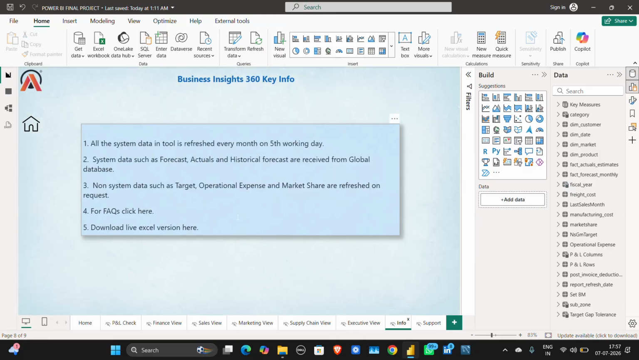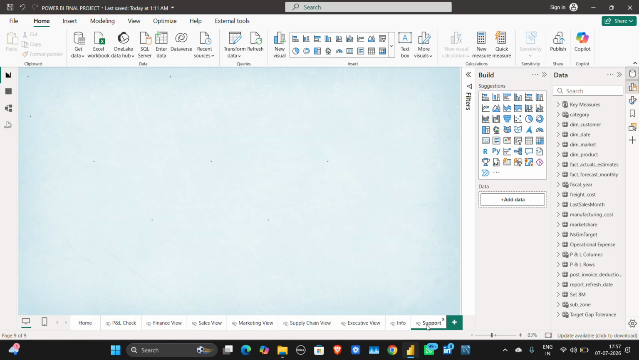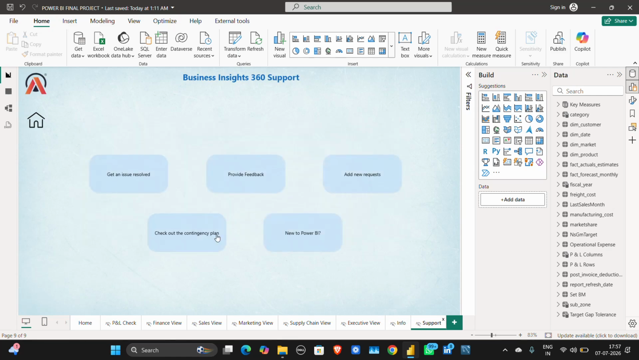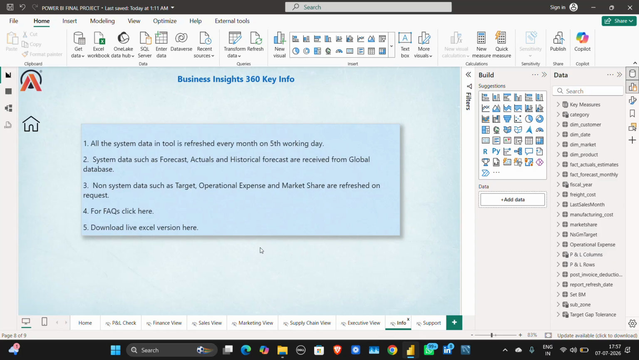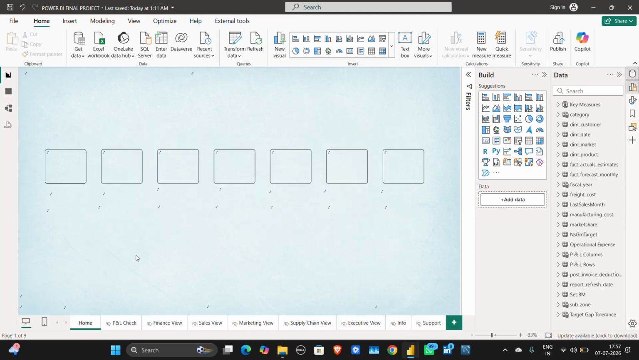I don't think there's much to discuss here. But yeah, support is basically, if the executives or the managers have some issue in this dashboard, they will just click on this, provide feedback, add new requests. These things are very important when we make a dashboard, right? So I hope you guys understood about my project, the gist of my project.